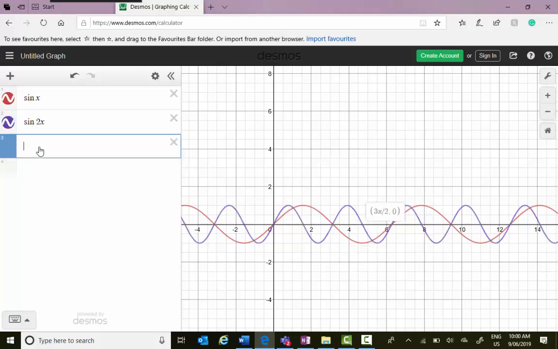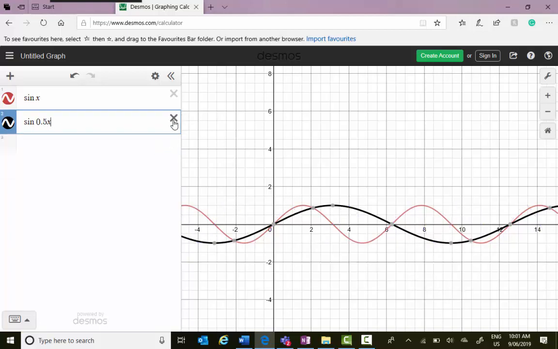Over here, let's do sine of a half x. So sine of 0.5x. So this is the black line. The red line here is normal, that's one wave. The black line's only half a wave. So you could almost say that the number in front of the x tells you the number of waves that you get for every one normal wave.